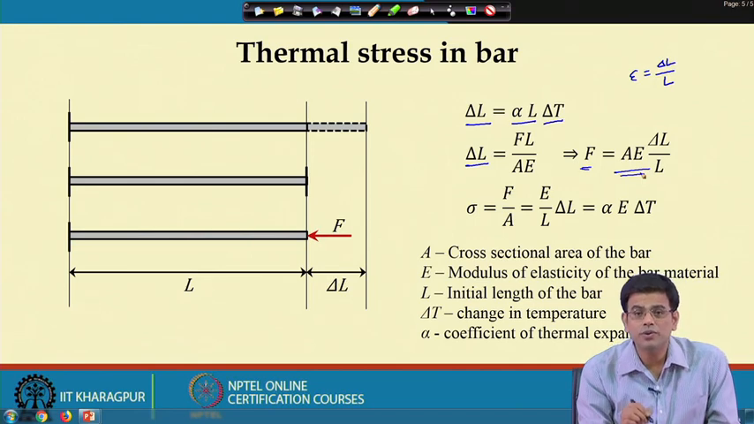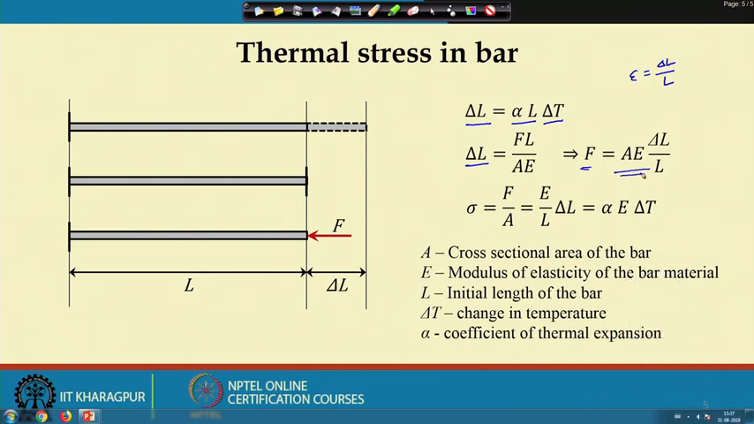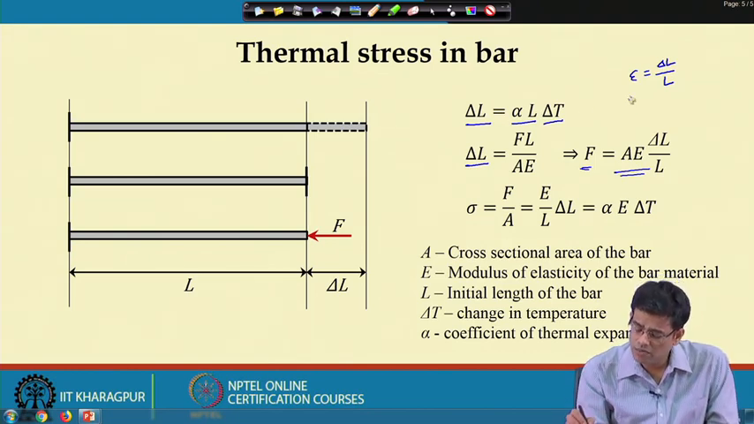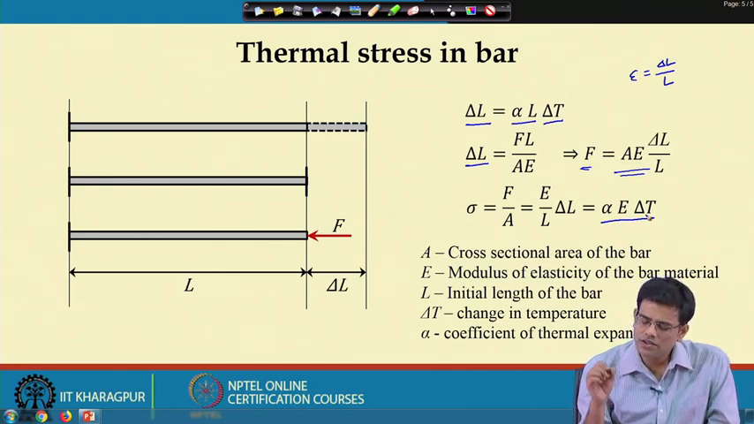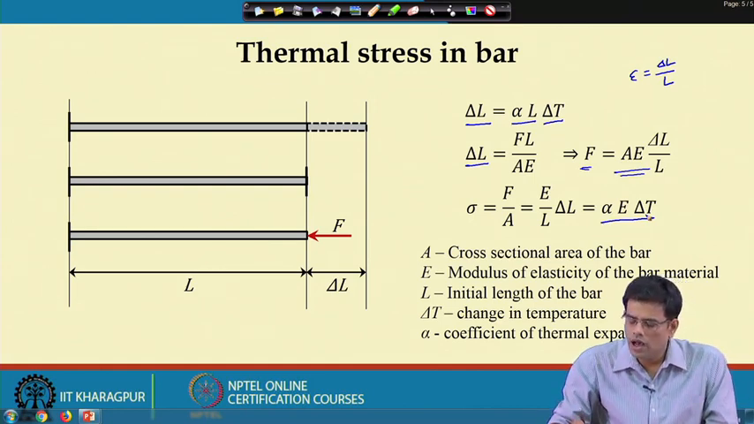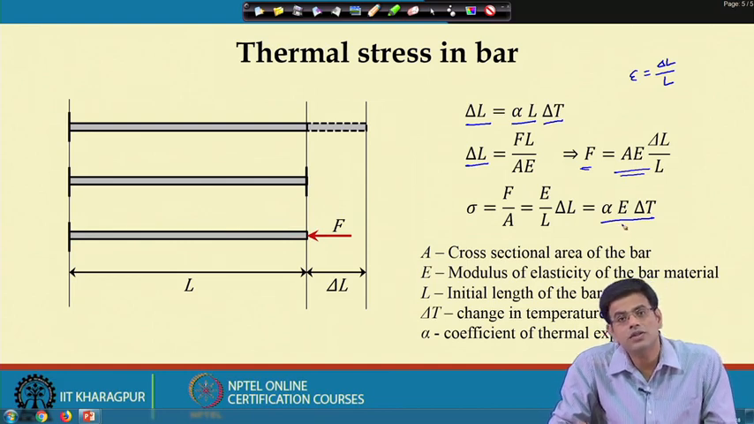Now, if I want to compute the stress due to this thermal heating, then I simply know the one dimensional stress formula is force by area. So, force I know, area I know of the bar, which comes out to be E L delta L by L, which essentially again comes out to be alpha E delta T. So, you see the stress is actually involving the elastic constants also.